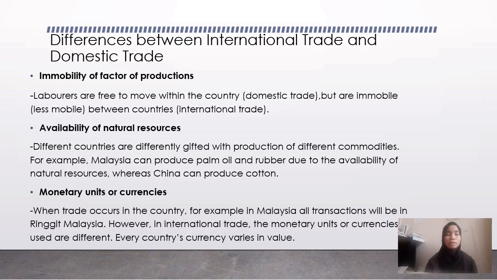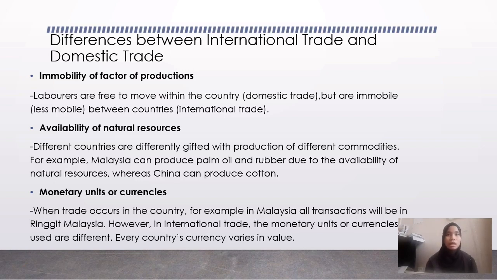Today I'm going to continue presenting the differences between international trade and domestic trade. First is immobility of factors of production. Labours are free to move within the country but are immobile between countries. This is due to financial constraints, language barrier and cultural differences.